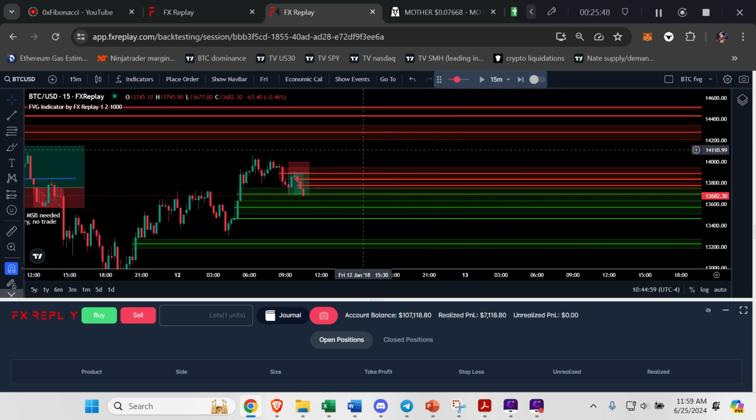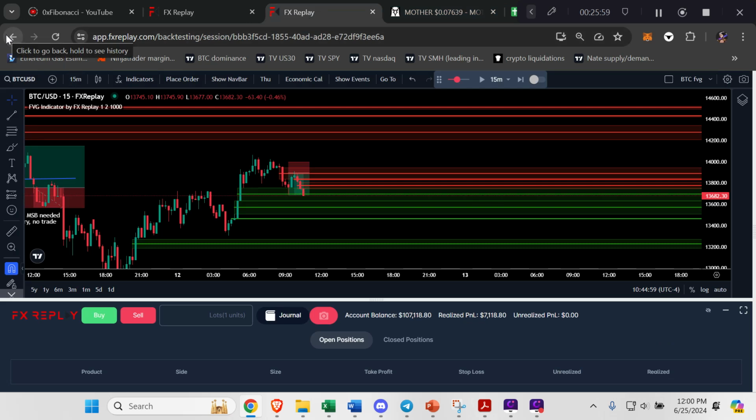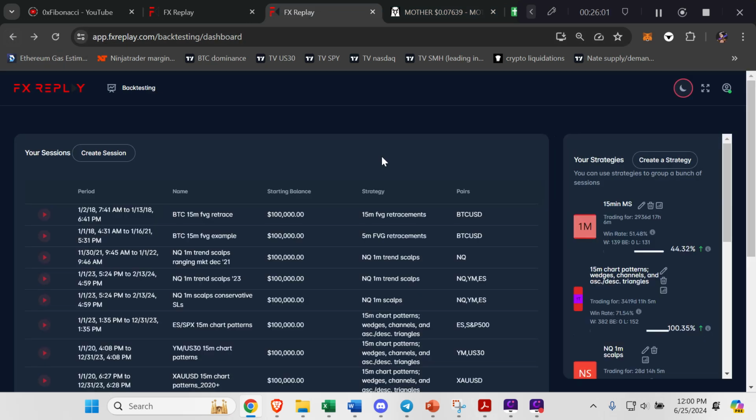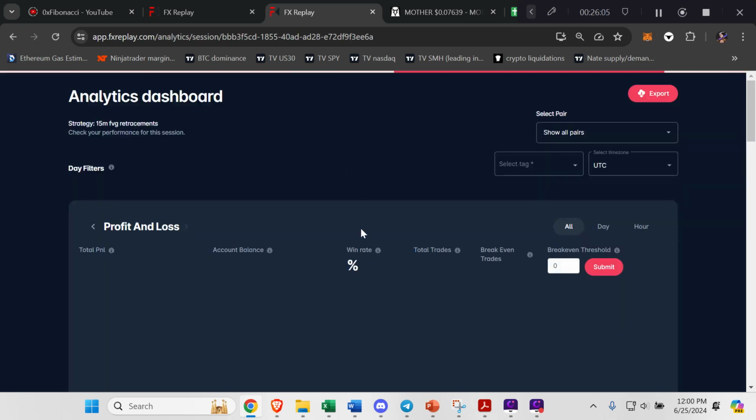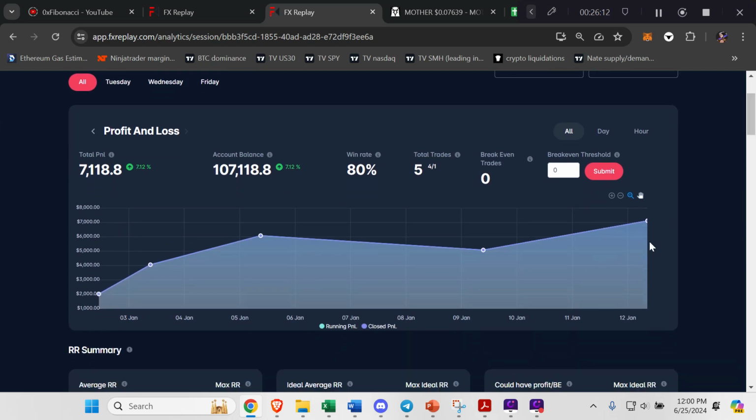So I think I only wanted to show you guys a couple weeks of this strategy. So we'll go ahead and exit out of this. I'm going to show you guys what the analytics looks like. Or I might need to back out of this just so it saves. But if you click on it and go to analytics, you'll see the really cool dashboard that FX Replay has. So from this trade example we saw, we had an 80% win rate, only 5 trades.